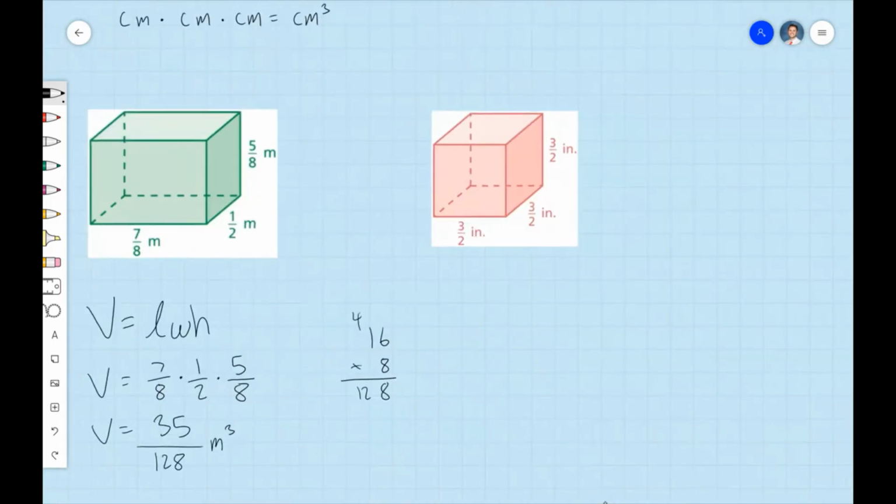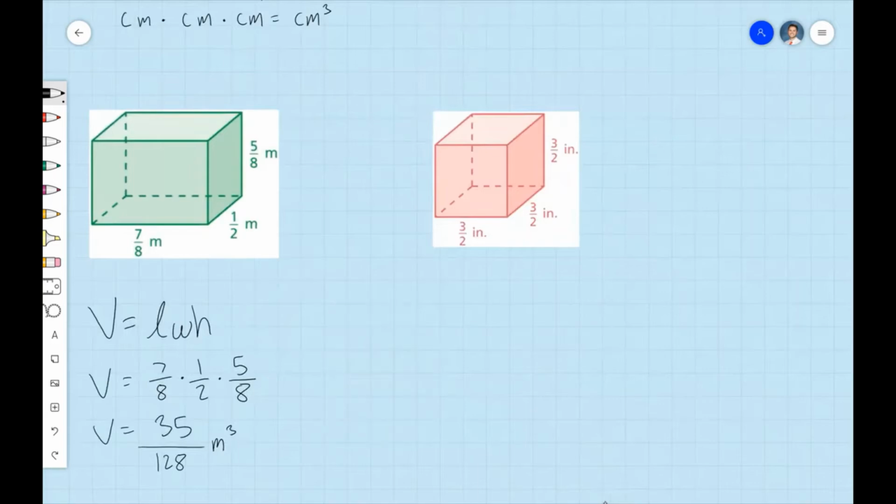All right, let's look over here at our next one. This time we have a length of 3/2, a width of 3/2, and a height of 3/2. So we can see that this one's a cube. And again, our volume will be length times width times height. So that'll be 3/2 times 3/2 times 3/2.